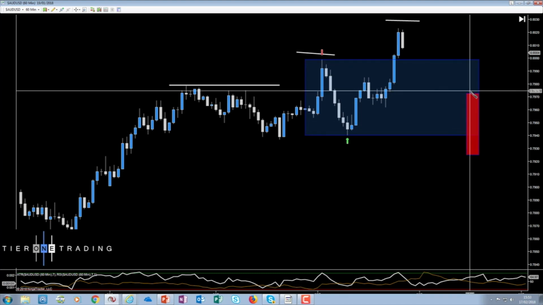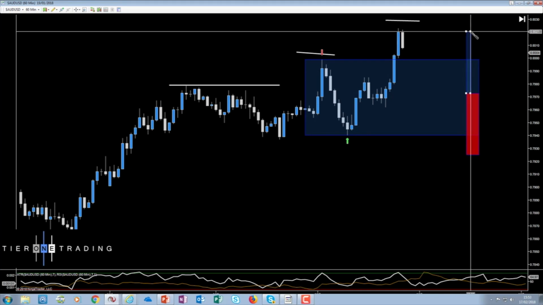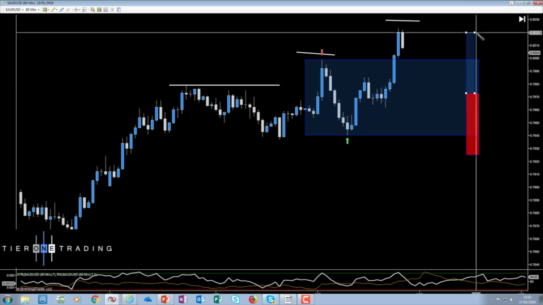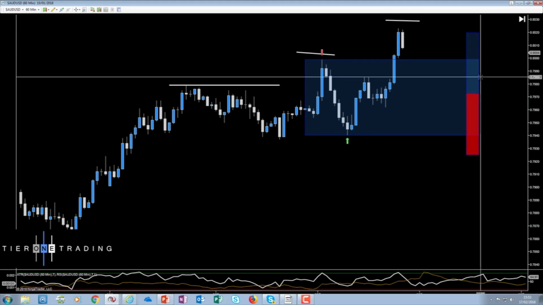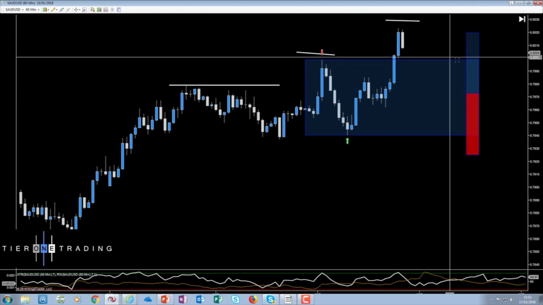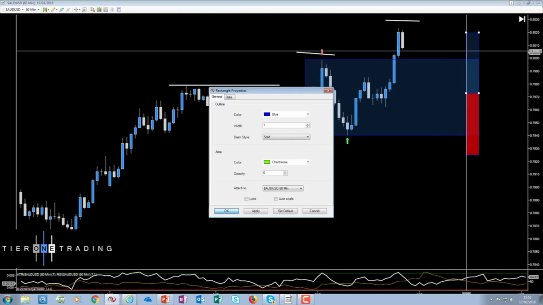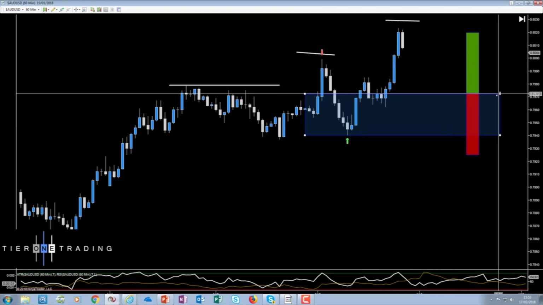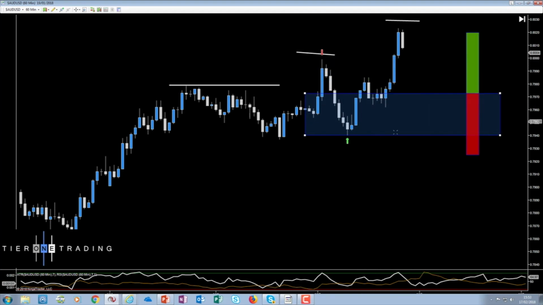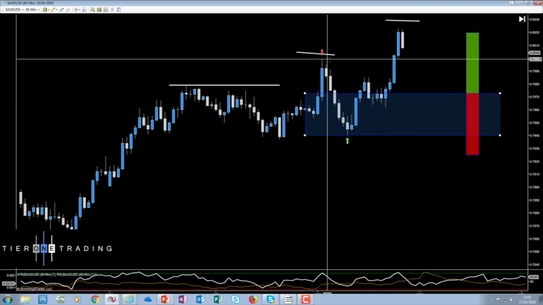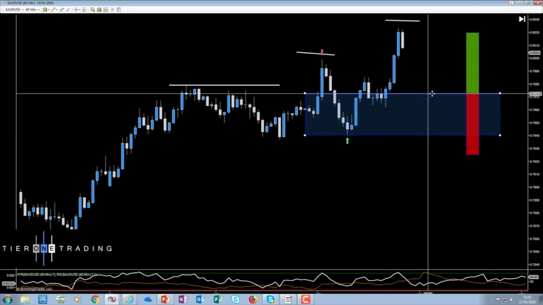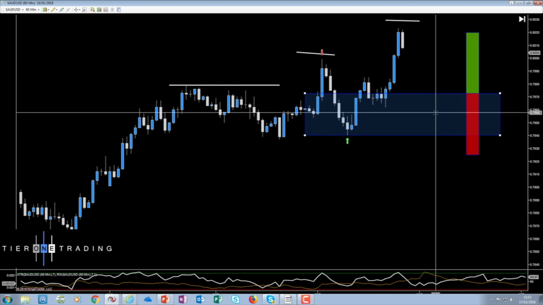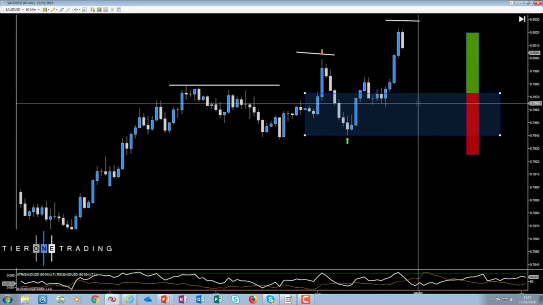Clear this off. We then know we've got a minimum of a 1-to-1 risk reward as long as we don't enter any lower than 79.73. So let's color this in green, and then we'll just optimize our kill zone, which is now down here. Okay, so it's no longer up here at a retest of this level, it is right down here, and we've narrowed down that kill zone for our entry.